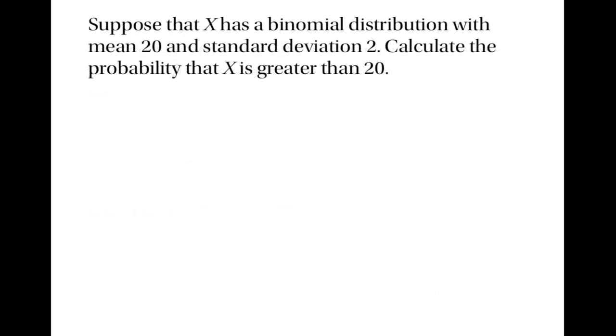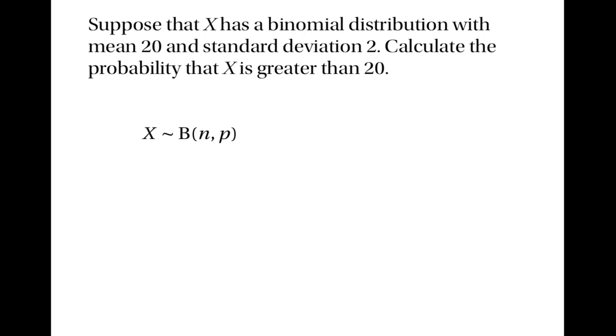Now let's look at a harder example. Suppose we have a random variable that has the binomial distribution with mean 20 and standard deviation 2. And suppose we want to know the probability that x is greater than 20. Well, we're told that x has the binomial distribution, but we don't know how many trials there are or what the probability of success is. So let's say that the number of trials is n and the probability of success is p.